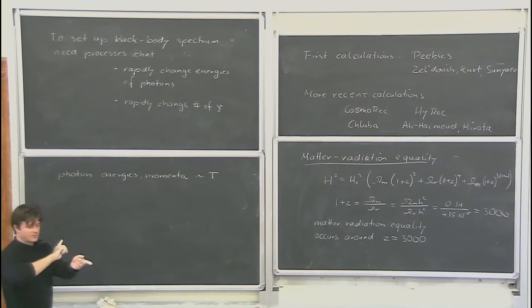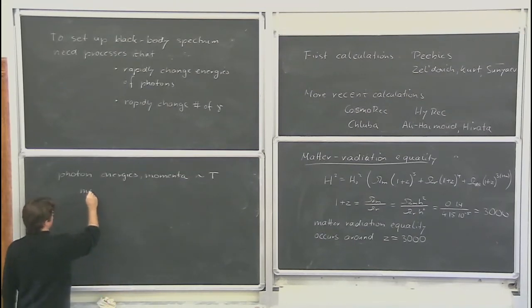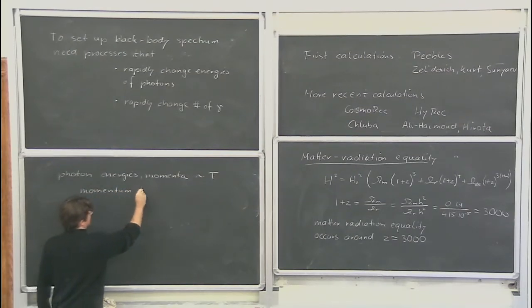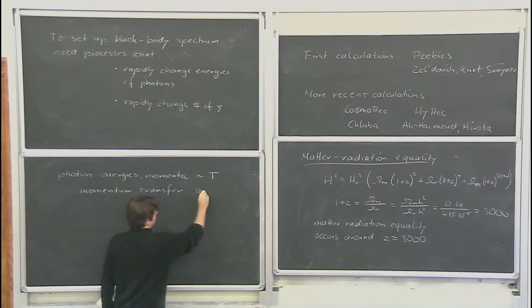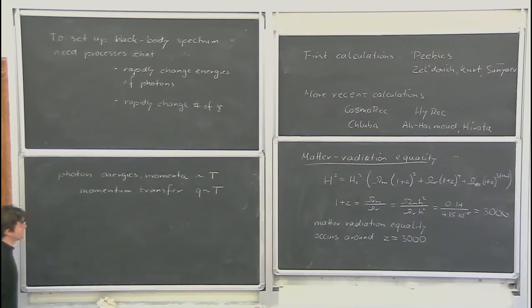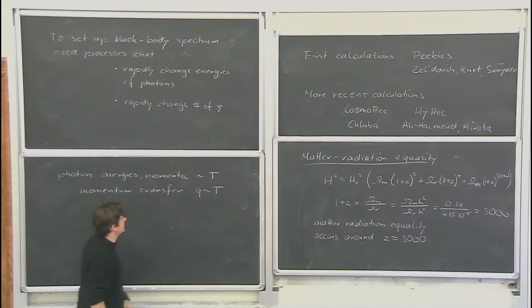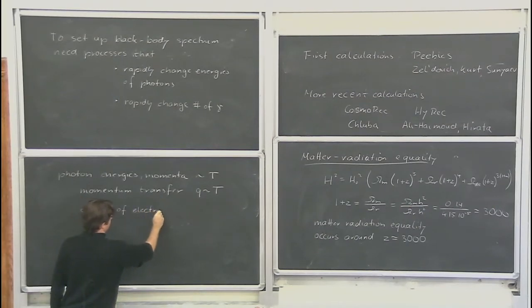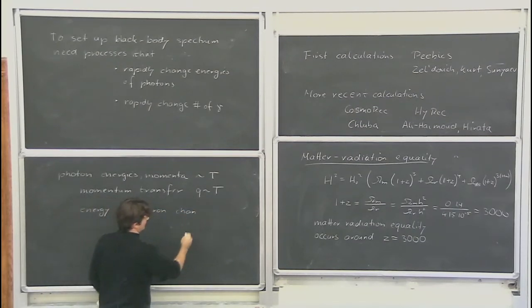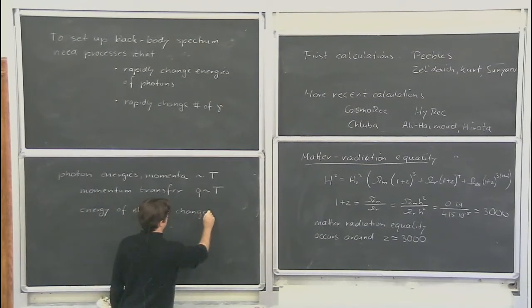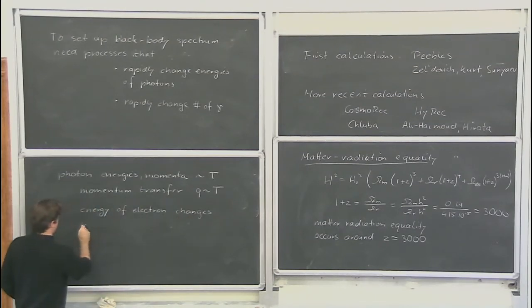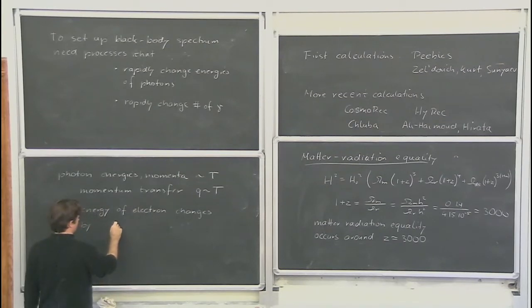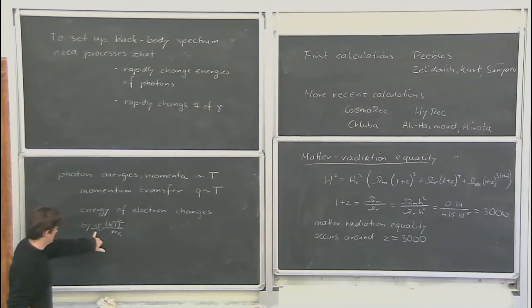And so if a photon scatters, the momentum changes by amounts of order T. So the momentum transfer in these scattering processes is also of order T. But then this means that the energy of an electron in this process, let's say it was at rest before, so let's say you put the electron at rest, you hit it with a photon, then the energy after this is just the kinetic energy, which is the momentum squared, so kT squared over me. Let's call it delta E, the kinetic energy in the electron.